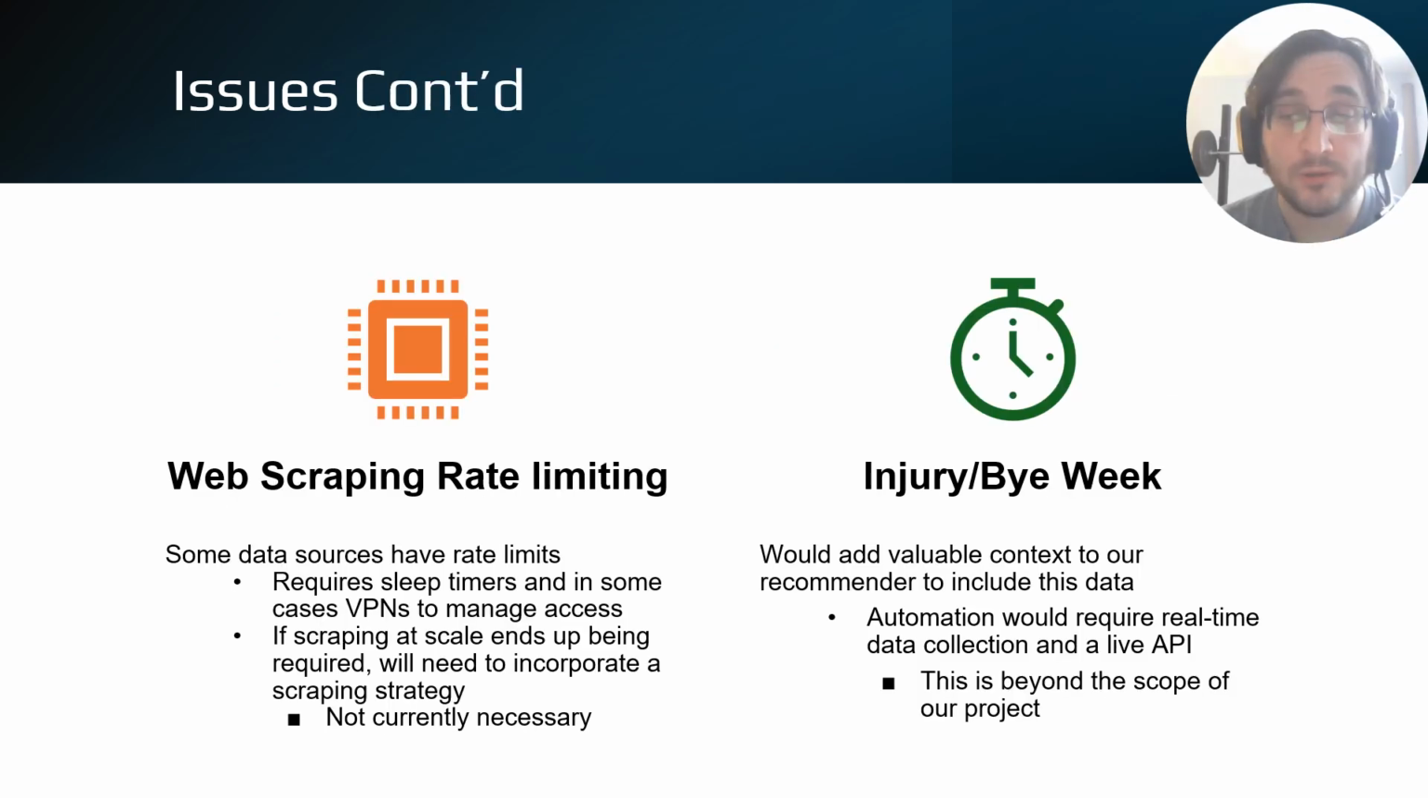We also ran into an issue of web scraping rate limiting. Some of the data sources we used actually have rate limits, and so we had to use sleep timers and in some cases even VPNs to ensure we could manage access. So we're fairly certain that if scraping at scale becomes necessary for our project, we're going to need to figure out and incorporate a scraping strategy. It's not currently necessary, but we do see it as a potentiality down the line.